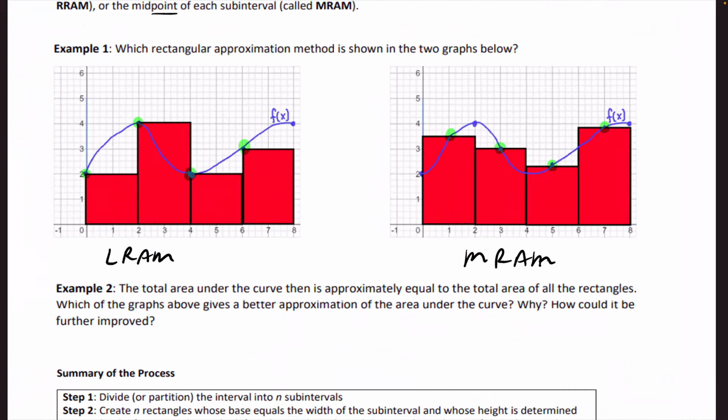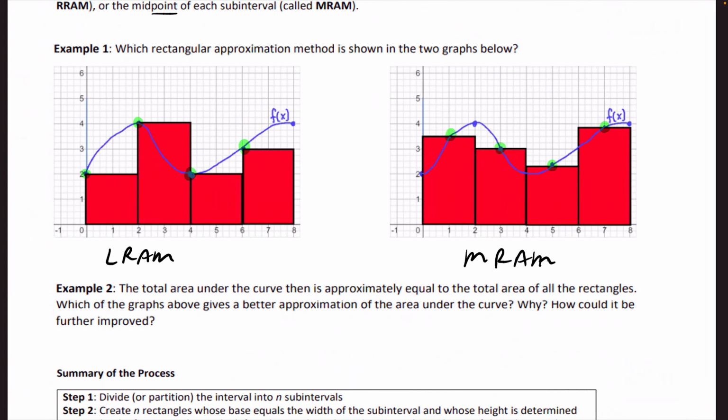The total area under the curve is then approximately equal to the total area of the rectangles. It means to find it, you're just finding area. To use each of these methods, you're just finding the area of each of the rectangles and adding them up, like we've been doing. Okay.